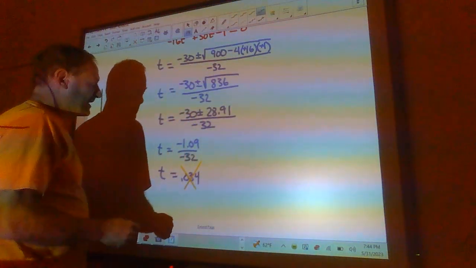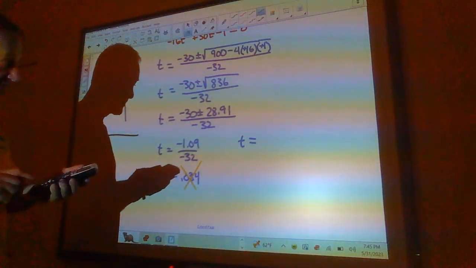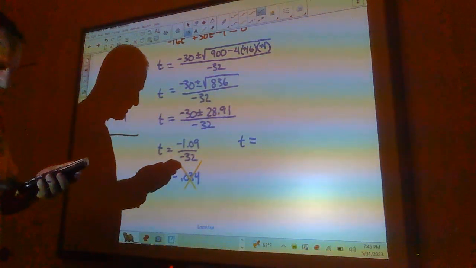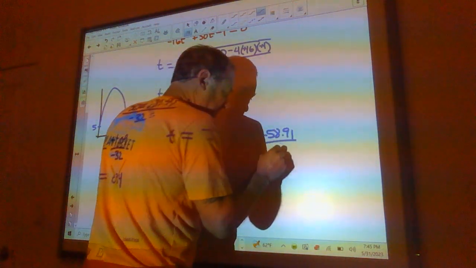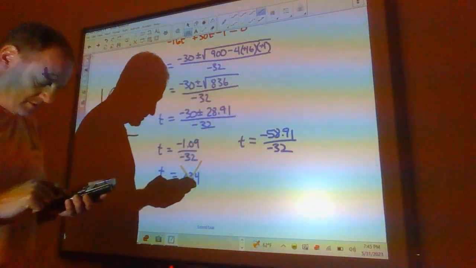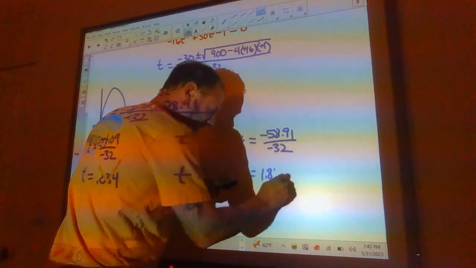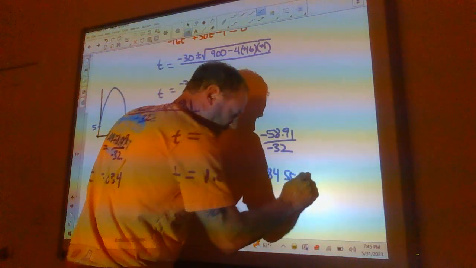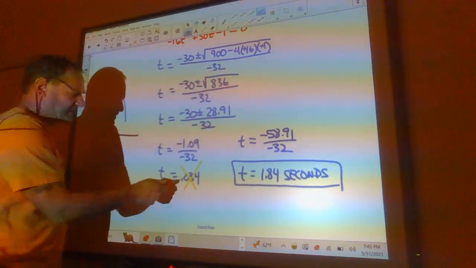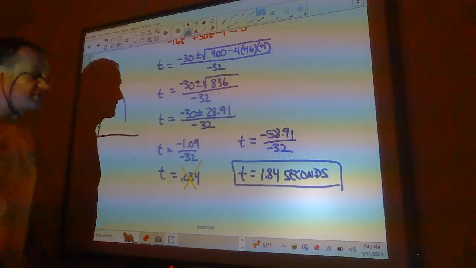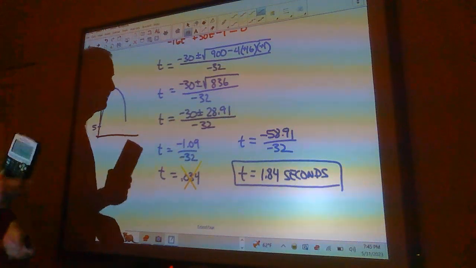Okay. Now, the other answer is going to be negative 30 minus 28.91. It's negative 58.91 divided by negative 32. That's going to be 1.84 seconds. That's the one I'm looking for. So this is when it's at 6 feet on the way up, 0.034 seconds. This is when she catches it on the way down at 1.84 seconds.